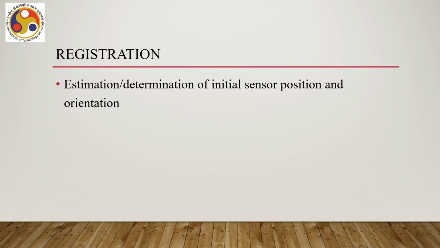Then comes the registration phase or registration step. In this step, we estimate or determine the initial sensor position and orientation. The idea is simple. We need to first know where exactly it starts, and then we can track the movement.